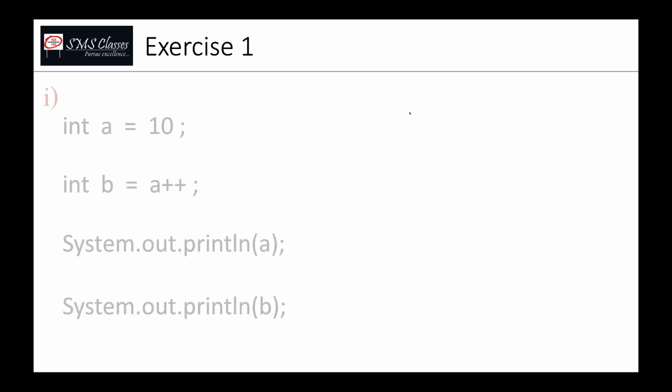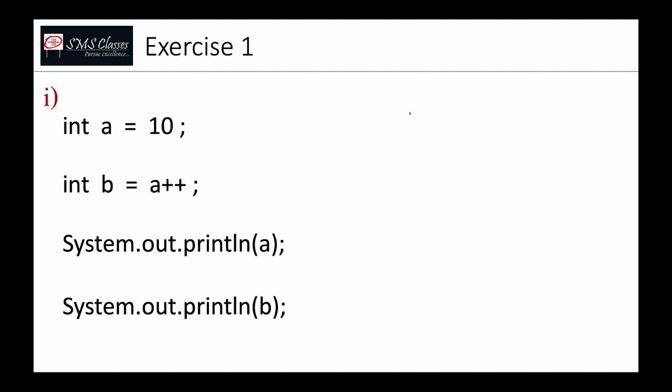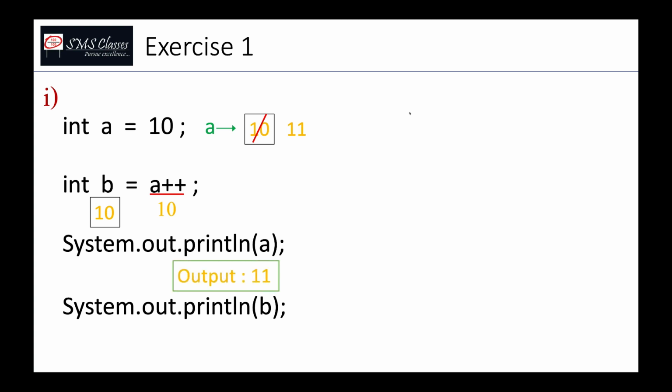I'll give some exercises now. You may pause the video, solve them yourself, then verify the answer. That will give you some confidence. So what is the output of A and B? A value is 10. It's a post increment. So it substitutes, then increments. While assigning, it assigns 10 to B. So A value will be 11, whereas B value will be 10.